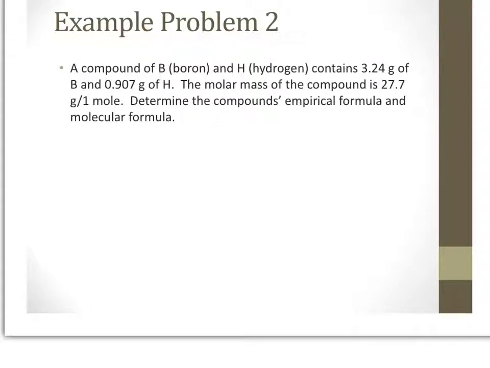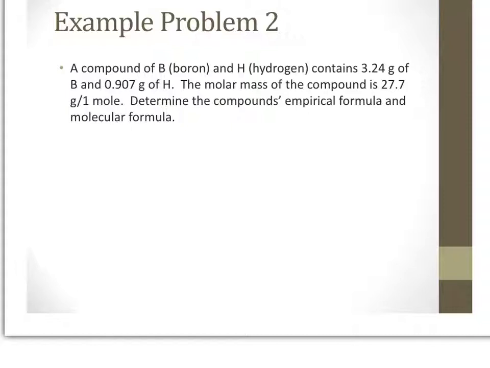The first step in determining the molecular formula for a compound from masses of the components is to start with figuring out the empirical formula. So just like we did with the previous example, we're going to figure out how many moles we have of boron and how many moles we have of hydrogen. So I want to look up the molar mass for each of these elements, because the molar mass tells us the mass for 1 mole.